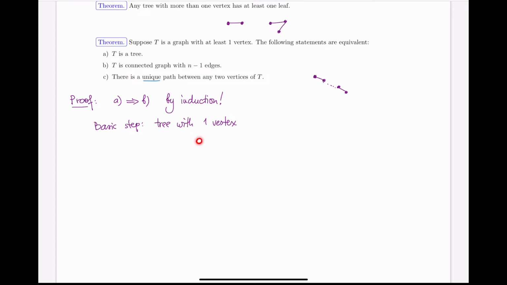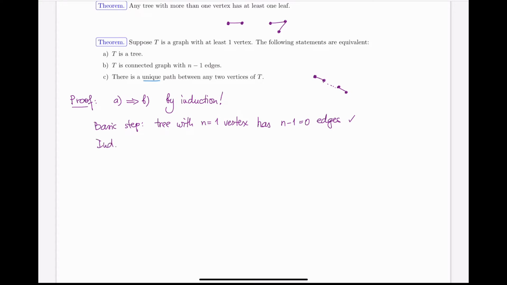Well, it has 0 edges because it's a simple graph, so I'm not allowed loops or anything like that. And this being my n, so let's actually denote that. Let's say n equals 1, just to be more precise here. And we can see that it has n minus 1 or 0 edges. So this property, it's connected. Well, one vertex is connected to itself and it has n minus 1 edges. We are good to go with our basis step.